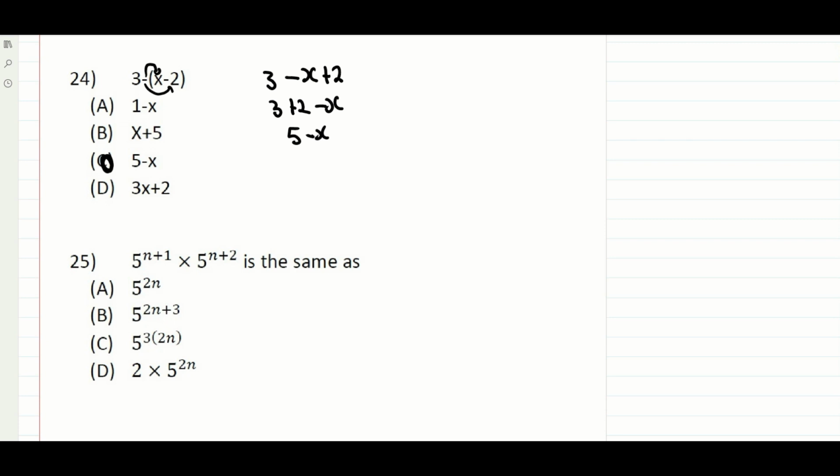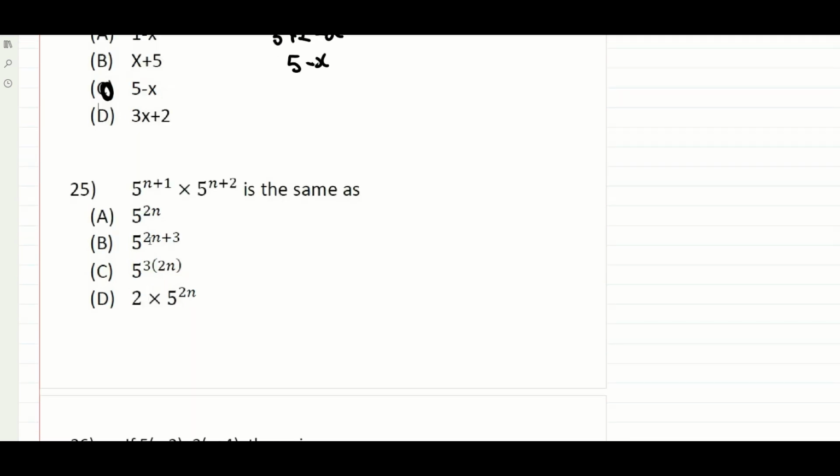Right, let's look at number 25. Now this is laws of indices. If you know anything about your laws of indices, when my bases are the same, that's 5, and I am multiplying, I simply add my powers. So this would be 5 to the power of n plus 1, and you add in n plus 2. So this would be 5 to the power of 2n plus 3. So that would be B, right?